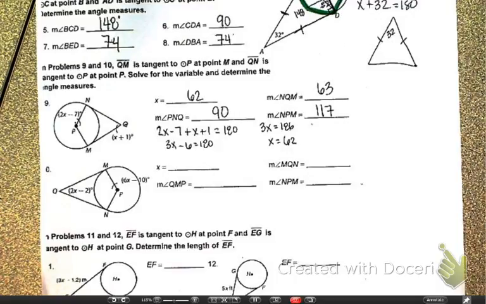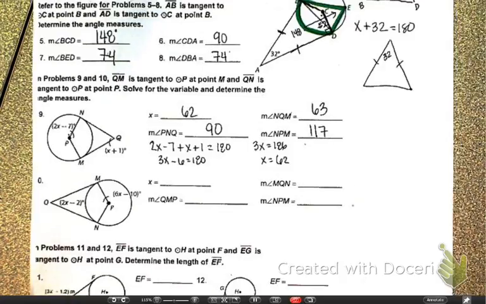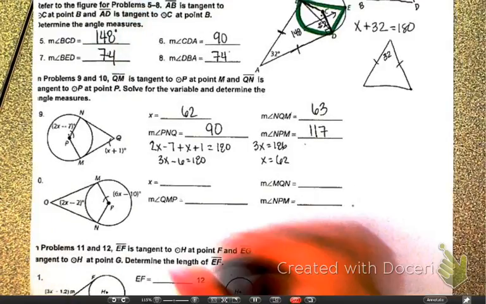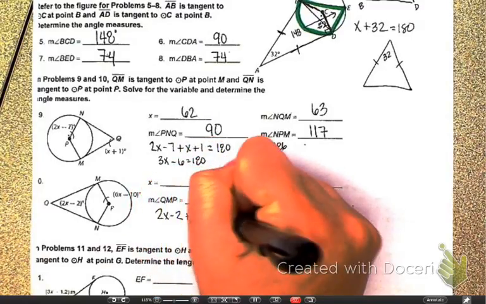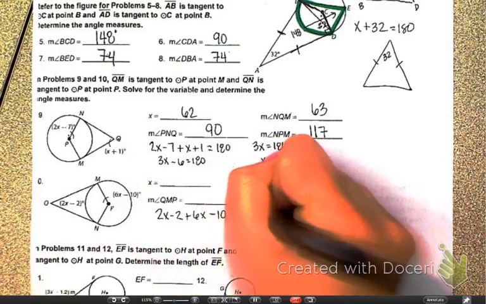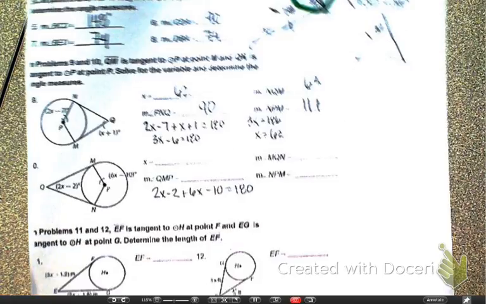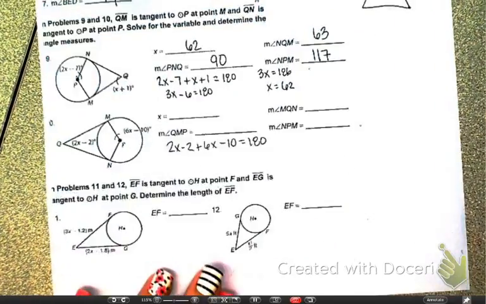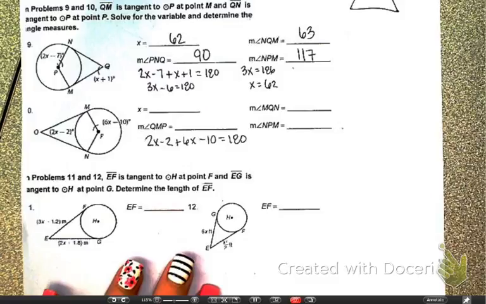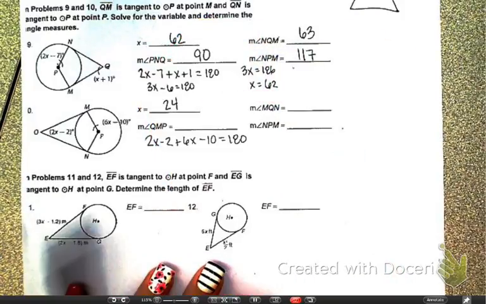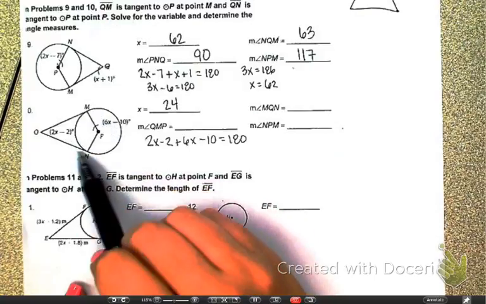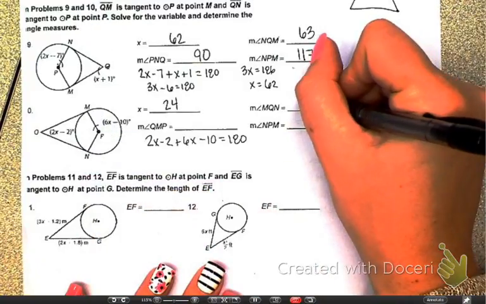I want you to solve number 10. So it's the same thing, solve number 10. So did you get 2x minus 2 plus 6x minus 10 equals 180? Yes? And what'd you get for x when you solved? 24. Everyone got 24? Okay. If I plug that back into MQN, I end up with 46.